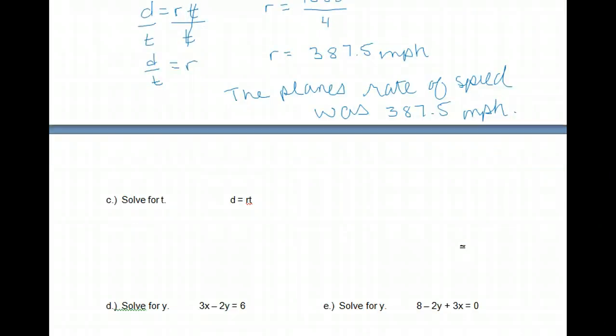Okay, now what we're going to look at next are a series of literal equations. This just means that you're being given an equation that contains more than one variable, and you're being asked to solve for a specific variable. Letter C, we've actually already done. They want us to solve for t. We did this. We knew that we have to divide both sides by r, and d over r gave us t.